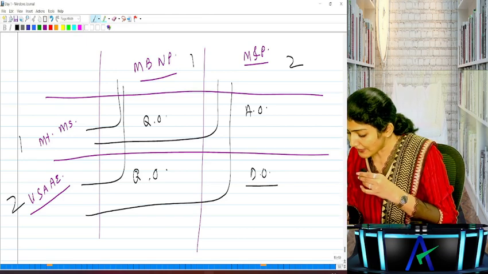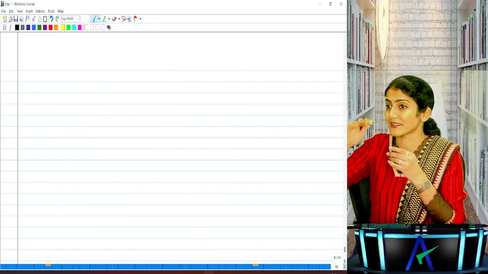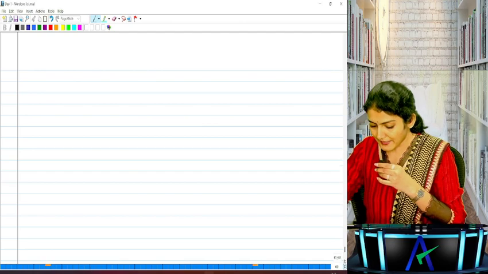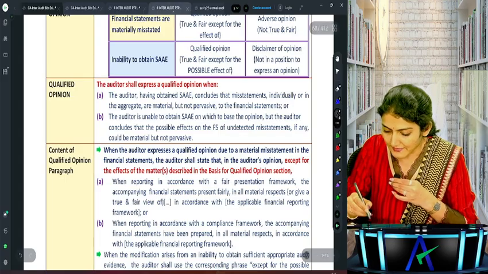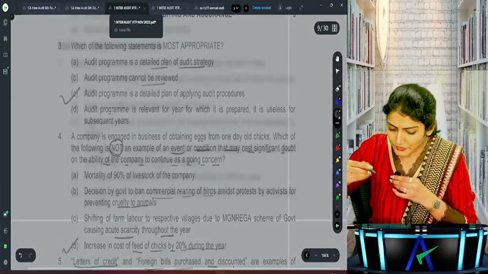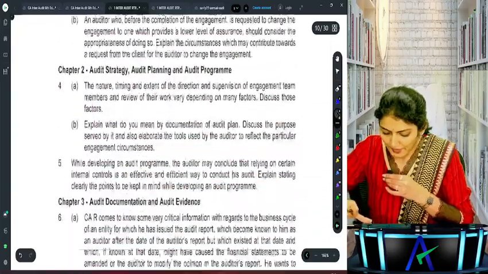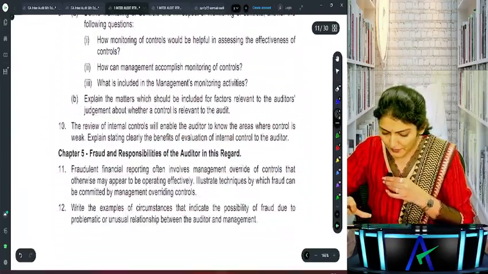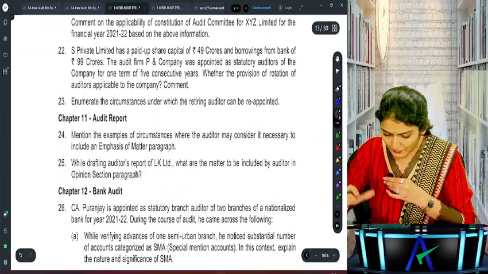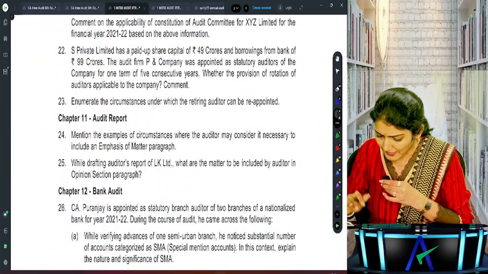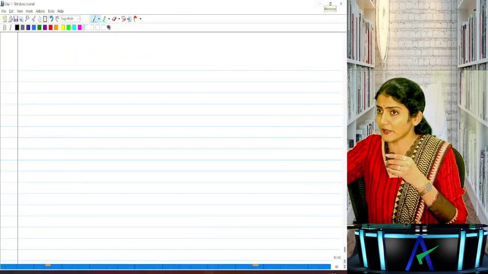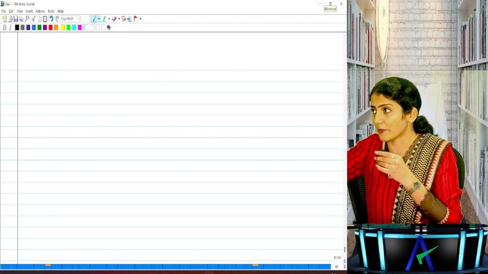Now, the contents of the audit report which we discussed in SA 700 were for an unmodified opinion. Now we need to see what changes are to be made to the contents of the audit report in case of the qualified opinion, adverse opinion, and the disclaimer of the opinion. Do you understand that?